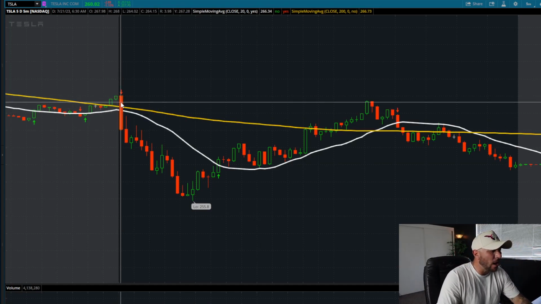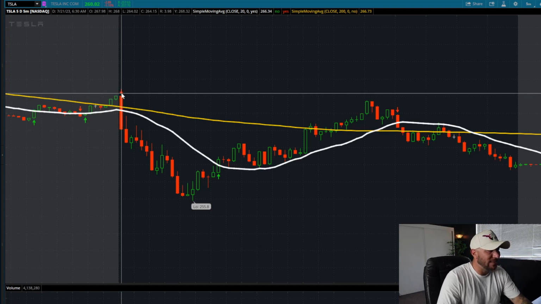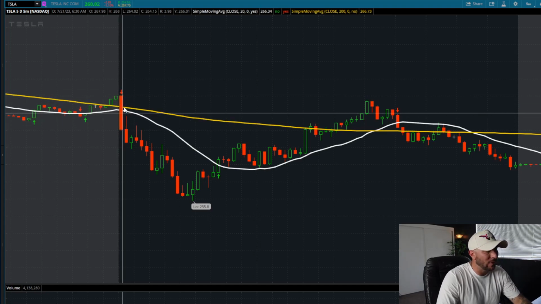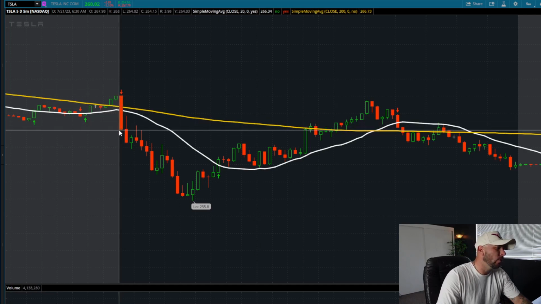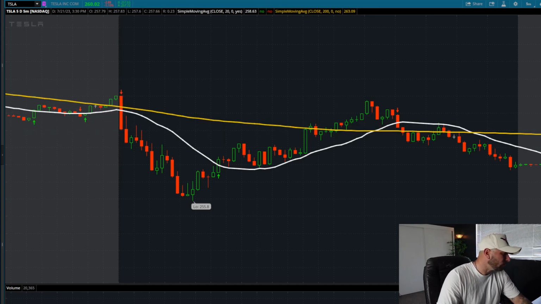So you can see off of the bell here at 6:30 a.m. Pacific Standard Time, we get a very aggressive red candle that closes below the 20 SMA. Again, this is what I call my reason why candle.